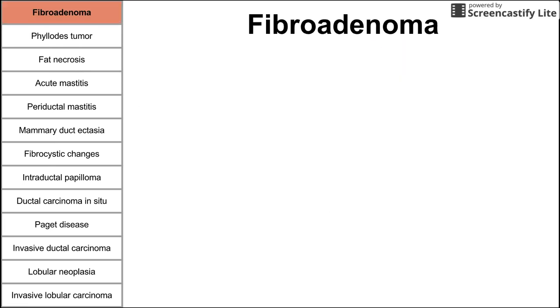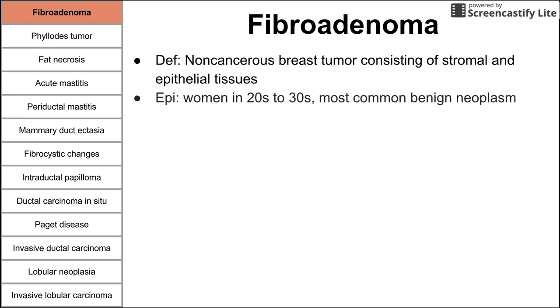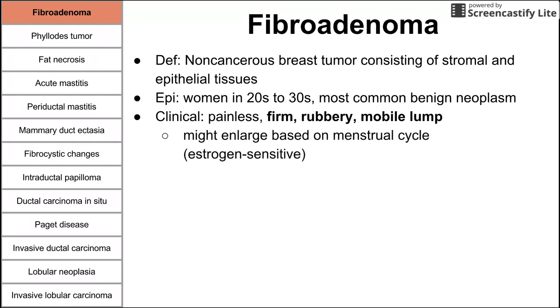First, we have fibroadenoma. This is a non-cancerous breast tumor consisting of stromal and epithelial tissues, specifically overproduction of the stromal tissues. Epidemiology is that this is women premenopausal, so 20s to 30s of age, and this is the most common benign neoplasm. Clinically, you see a painless, firm, rubbery, mobile lump. This lump is estrogen sensitive, so it might enlarge based on where you are in the menstrual cycle.